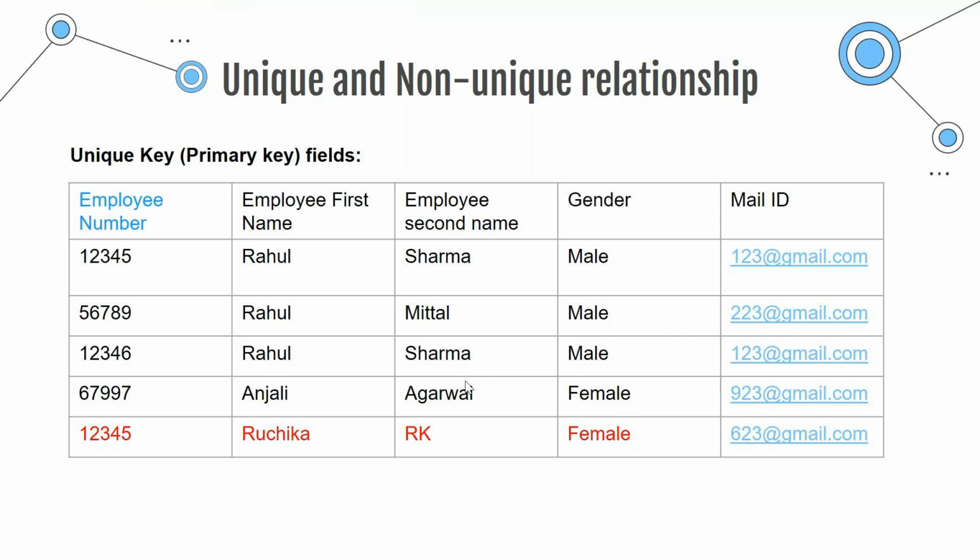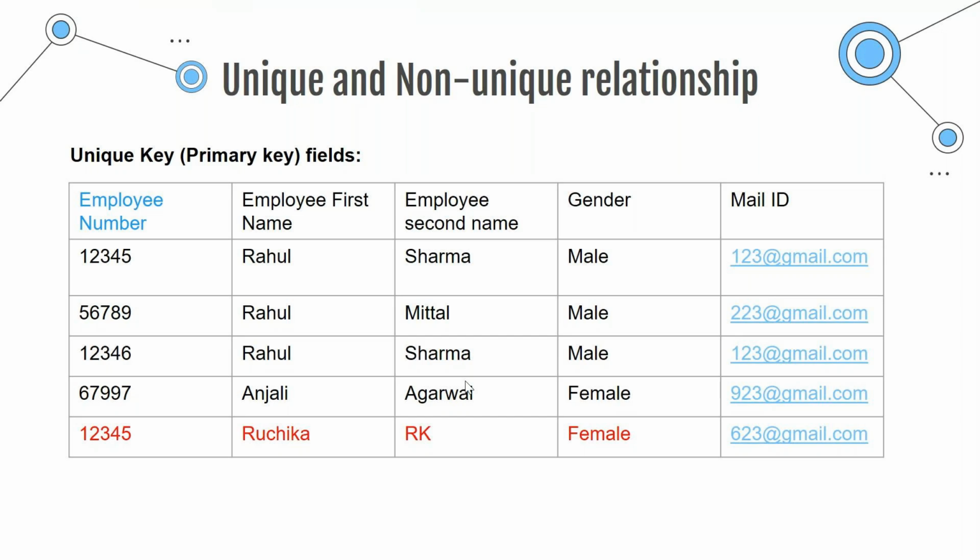Okay, now let's understand the unique and non-unique relationship in a table. Again, this is a very important topic for us to understand, because without understanding the primary key or unique key concept, we can't create real-time tables. We will not be able to judge how to create the real-time tables.